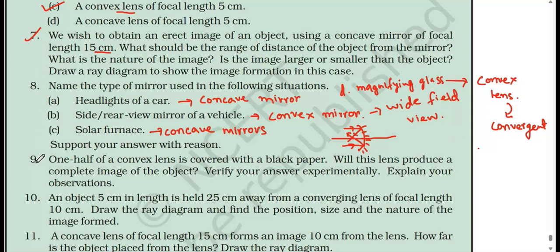Now let us go to question number 9. One half of a convex lens is covered with a black paper. Will this lens produce complete image of object? You have to verify your answer experimentally and explain your observation. Now children, convex lens will form complete image of an object even if its one half is covered with black paper. Okay, to understand that I will have to explain you two cases.